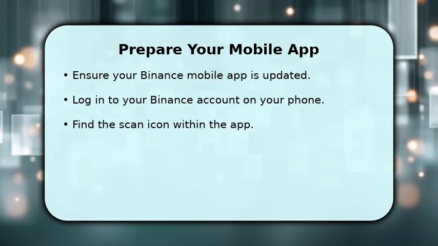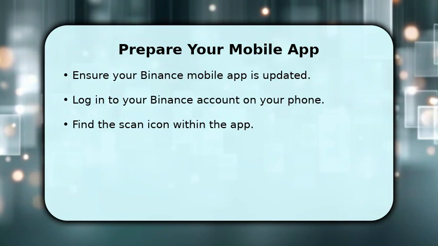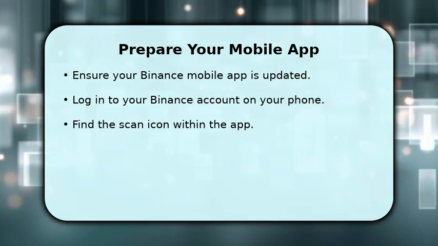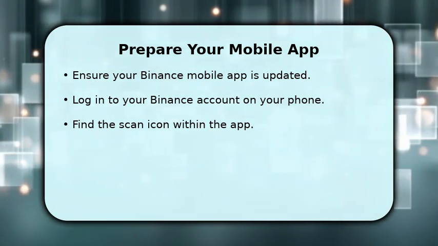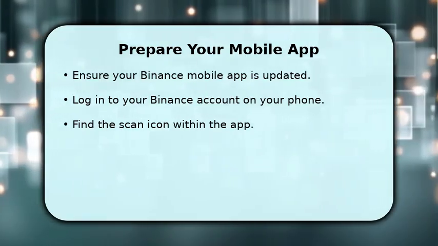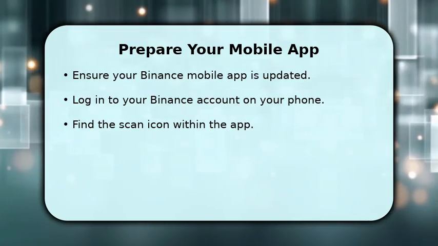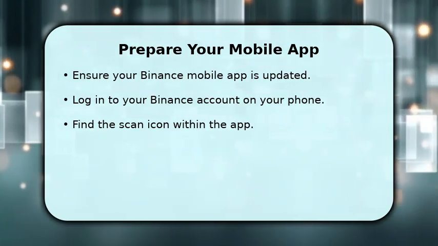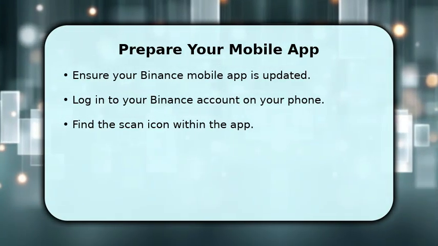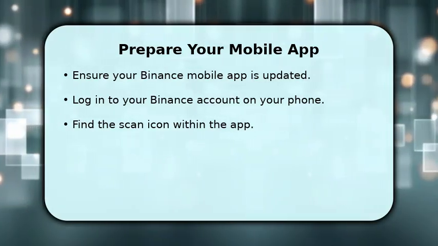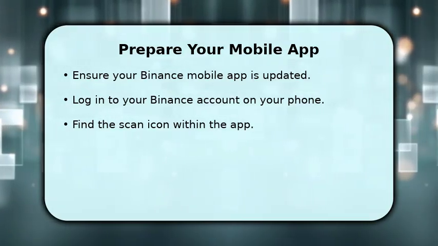Before scanning, make sure your Binance mobile application is fully updated to the latest version. Log into your account on your phone. Once logged in, look for the scan icon, often found on the home screen or in a menu. Tap this icon to activate your phone's camera. If prompted, grant the necessary camera permissions for the app to function correctly.